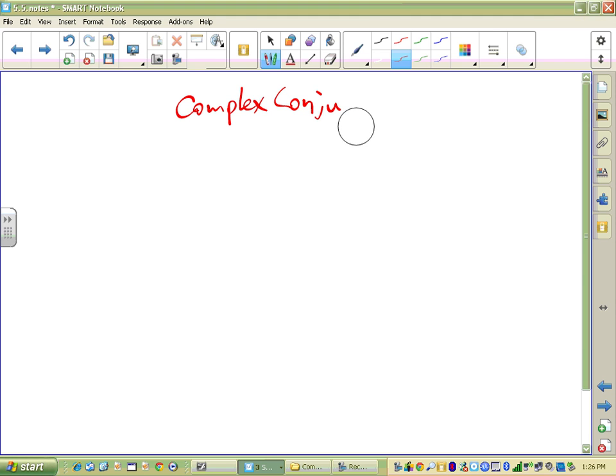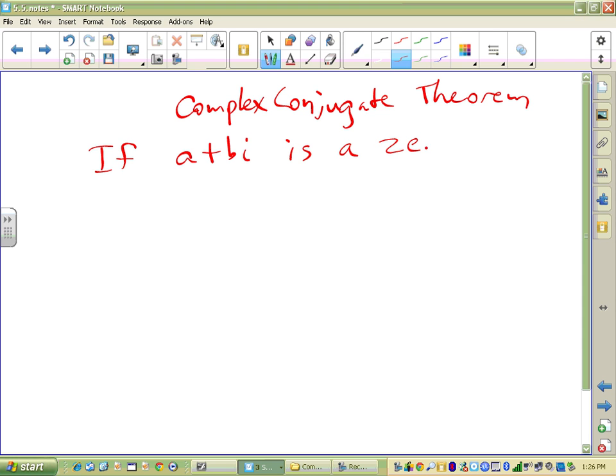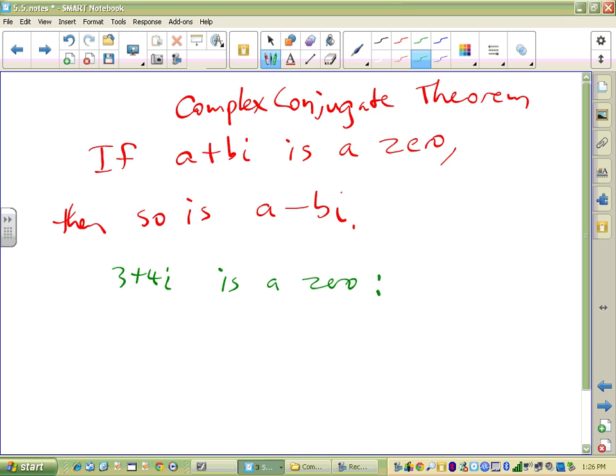Conjugate. I can spell today. The complex conjugate theorem goes like this. It says, if a plus bi is a 0, then so is a minus bi. If a plus bi is a 0, then so is a minus bi. So if someone says 3 plus 4i is a 0, then what you can safely conclude is that 3 minus 4i is a 0. Okay.